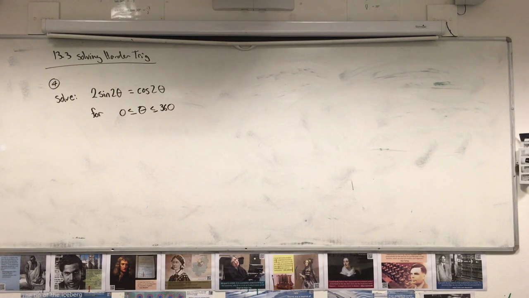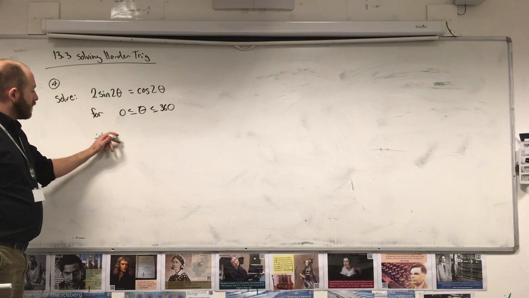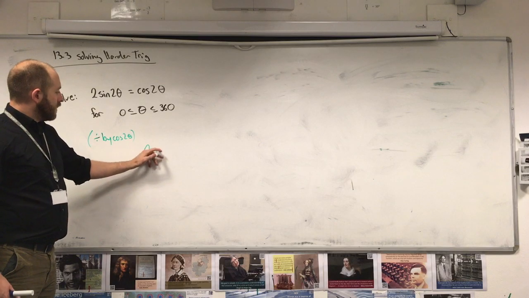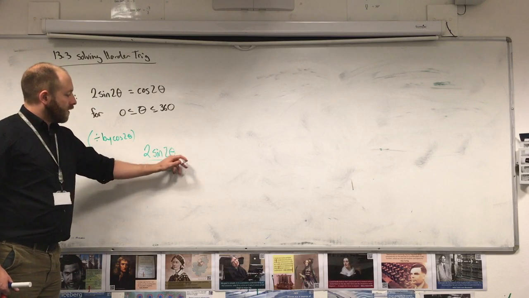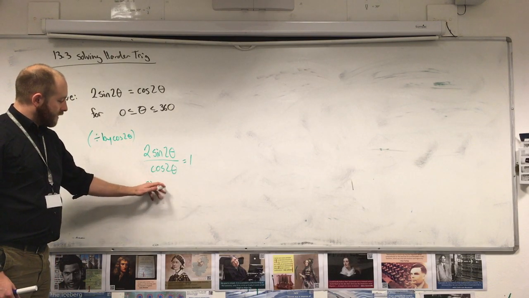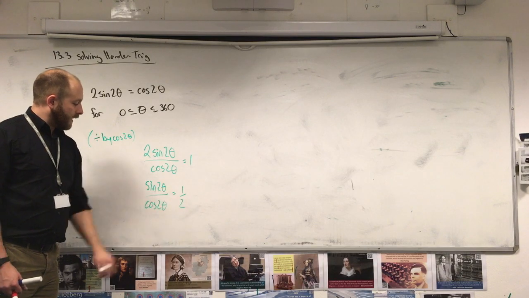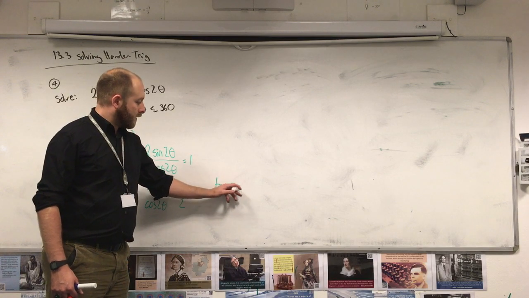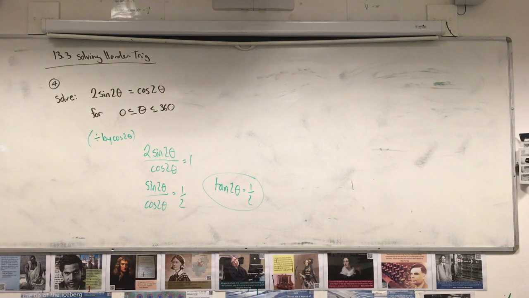So if I divide both sides by cos 2 theta, we're going to get 2 sine 2 theta over cos 2 theta equals 1. Divide both sides by 2 to get sine 2 theta over cos 2 theta is a half. Sine over cos is tan, so we're going to get tan 2 theta equals 1/2.